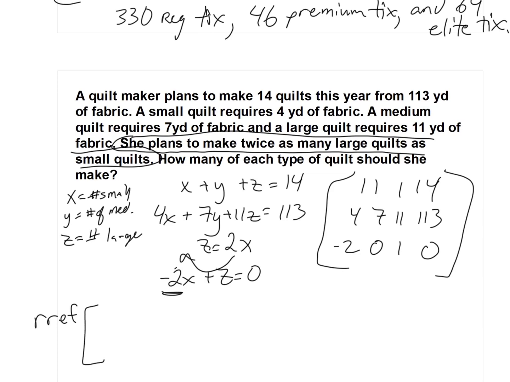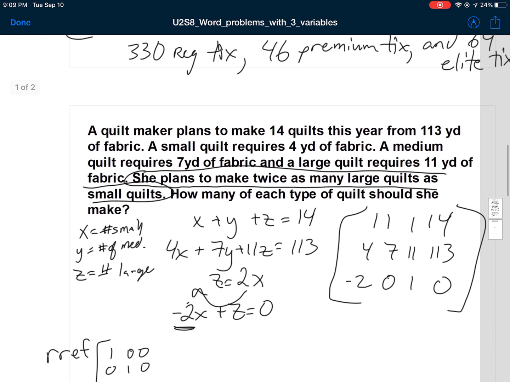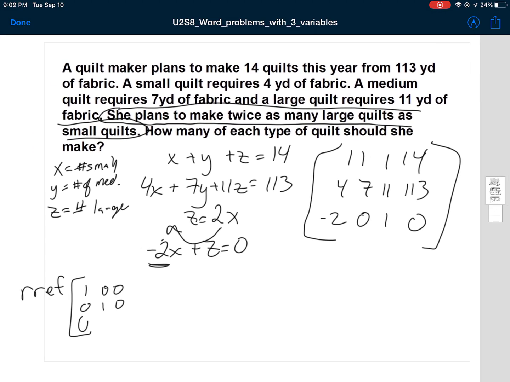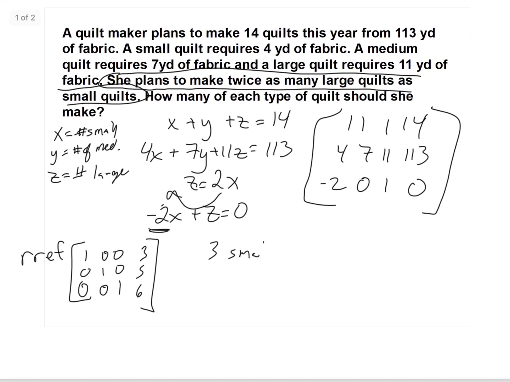Okay, run that through the calculator. Let's get that moved over again here. Okay, so 0, 0, 1. And my last row, which should be 3, 5, and 6. So that means that I've got 3 small quilts. I've got 5 medium quilts and 6 large. Okay, we're talking about the number of quilts. So you need to have 3, 5, and 6.